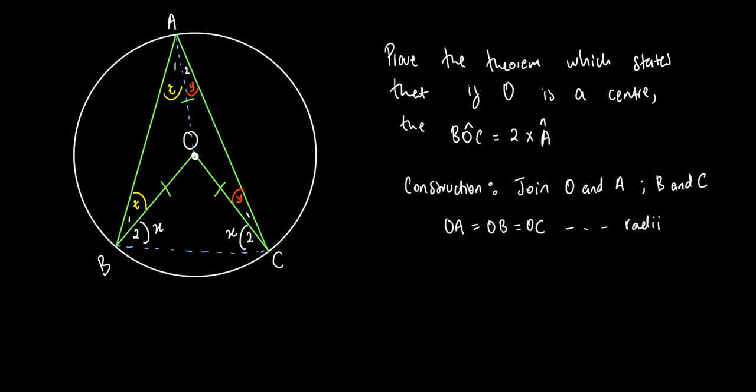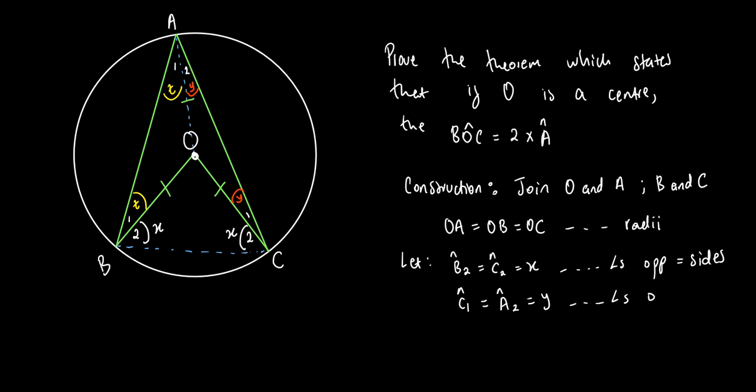So this is what you're going to write. You say: let angle B2 be equal to angle C2, and let both of them be equal to X. Your reason is that these are angles opposite equal sides. That is the first thing. Second thing, let angle C1 be equal to angle A2, and both of them are equal to Y. Why? Because these are angles opposite equal sides.